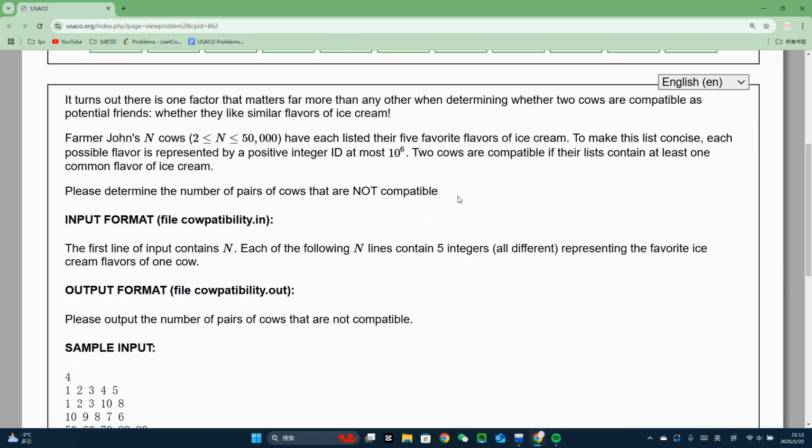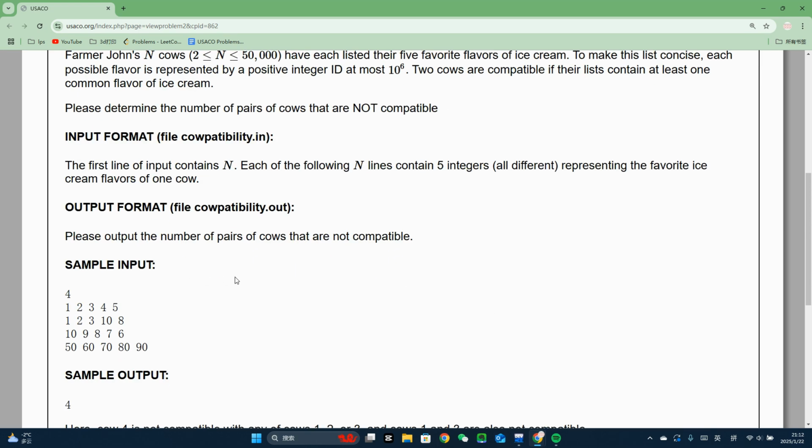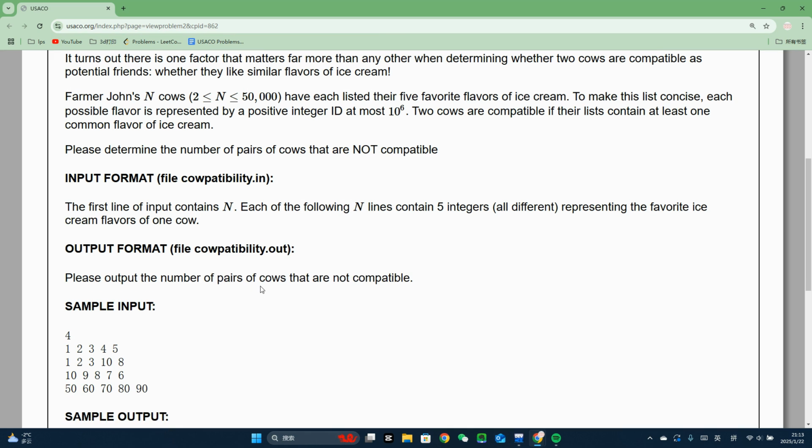And you can use it basically whenever you want to find whether 2 things have at least 1 element in common, and especially when the number of elements that each of them have is very small, such as 5. Right? So with inclusion exclusion, first of all, we find all the cows that have at least 1 ice cream flavor in common, right?